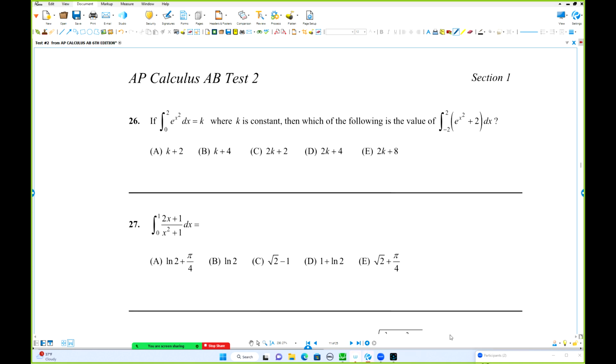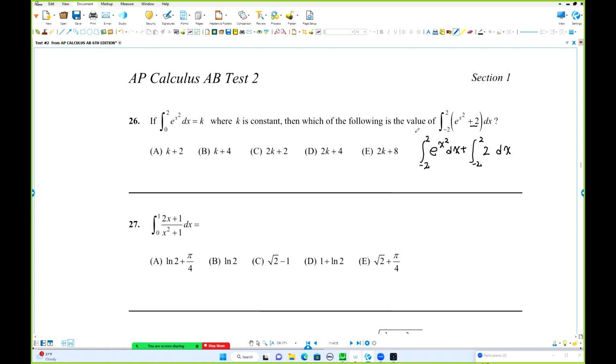Just to figure out this. This value is k, but we have an additional number too. The idea is that we better separate these two functions. Okay. Plus is always you can separate. Negative 2 e to the x squared dx, and plus also negative 2 to 2 dx. We separate.